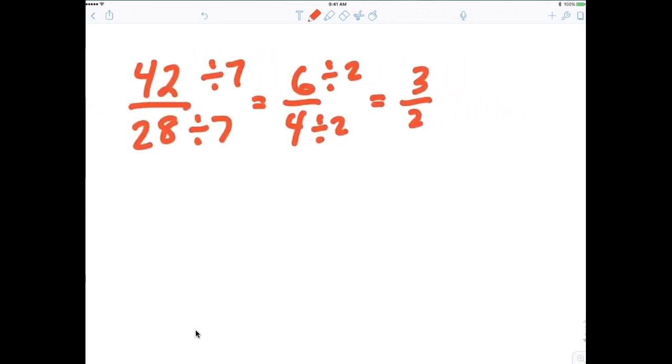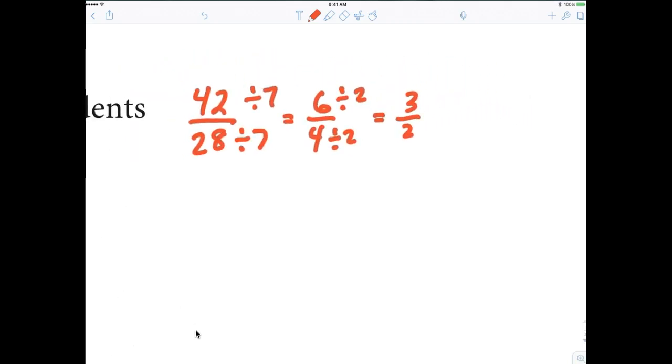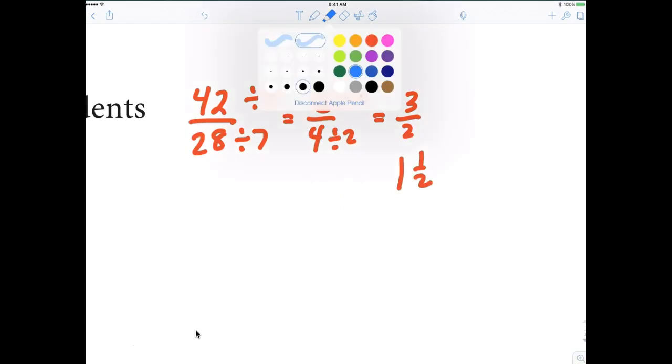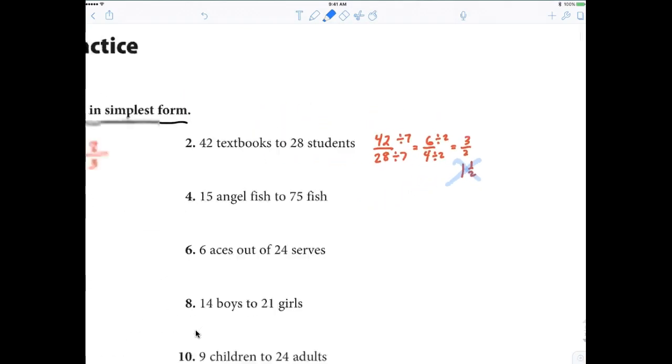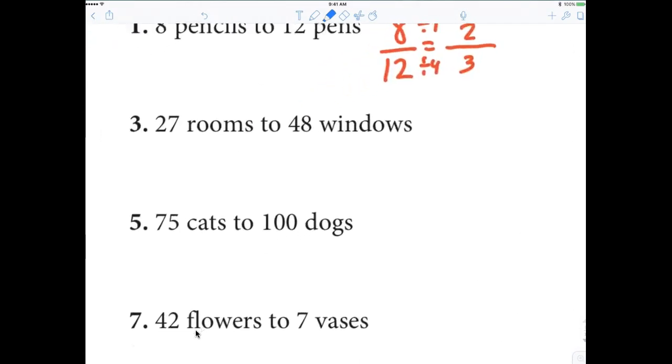Now I want to remind you guys, when you get further advanced in math, we don't write them as mixed fractions. We keep them as improper. In other words, I do not want you to write it as 1 1/2. So everybody with me on that? We do not write as mixed fractions. We're always going to keep it as improper. Continue on. Let's check out number 3 now.